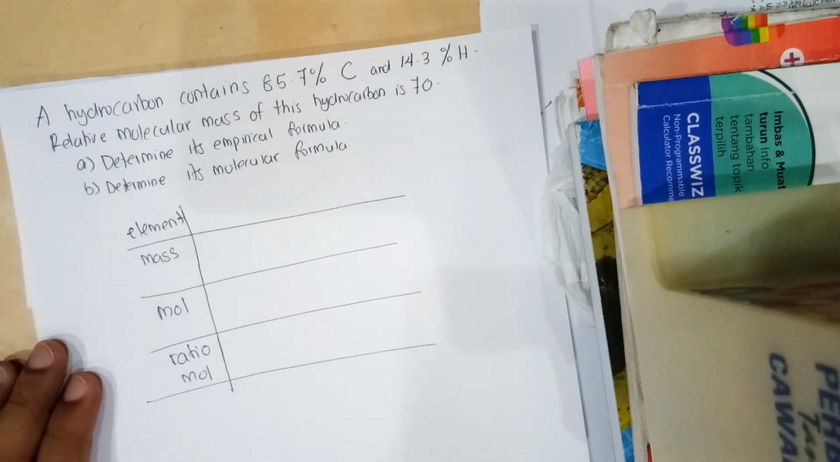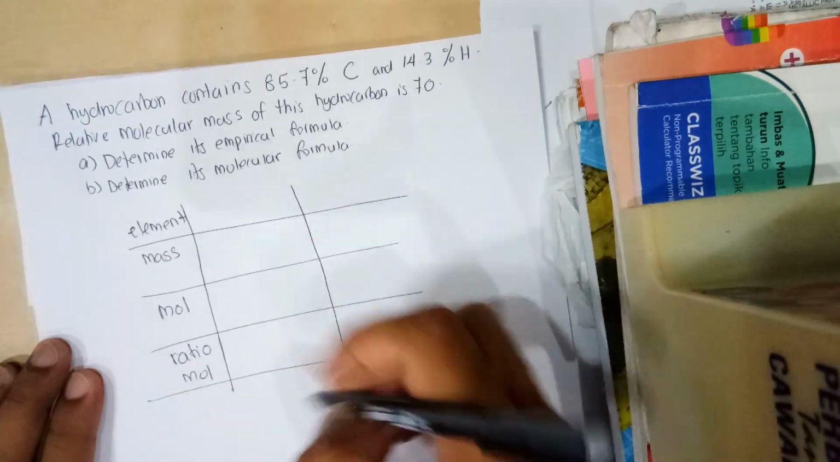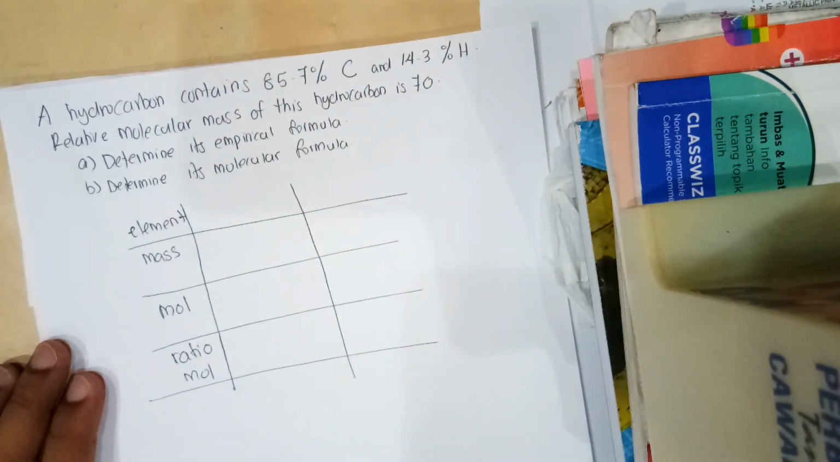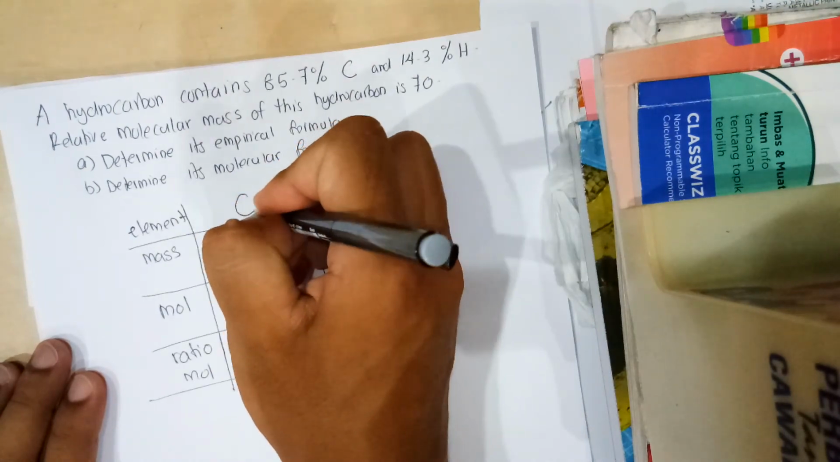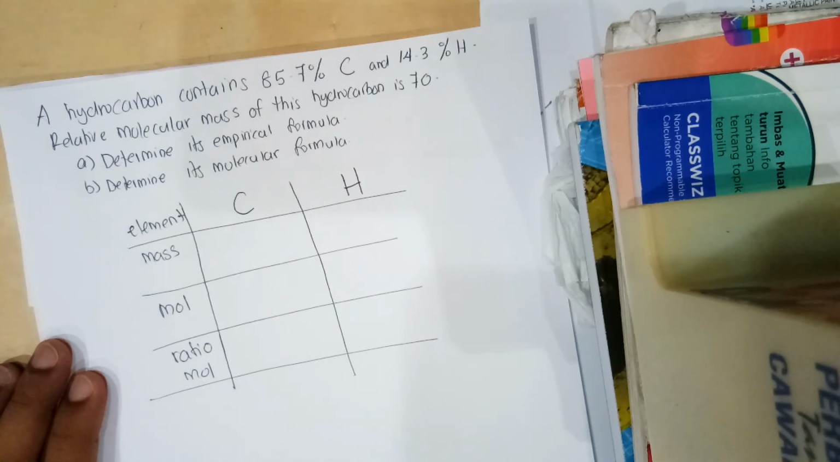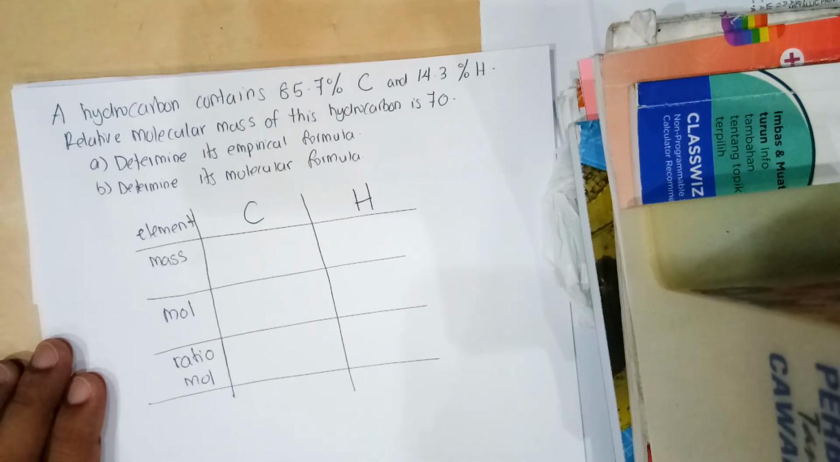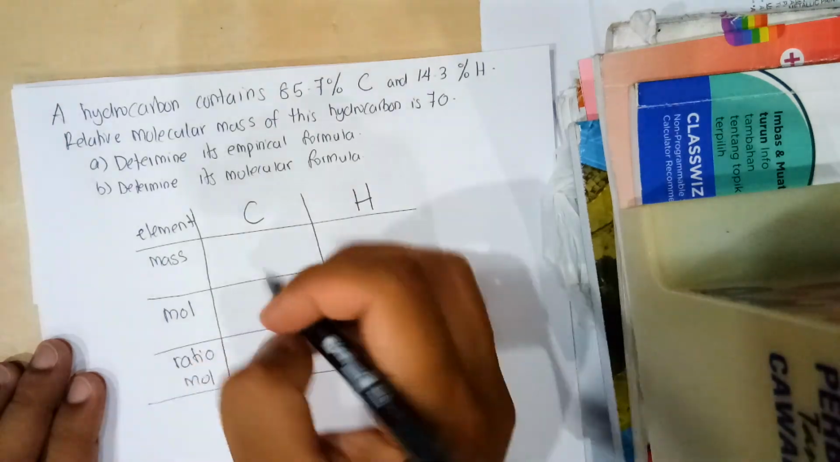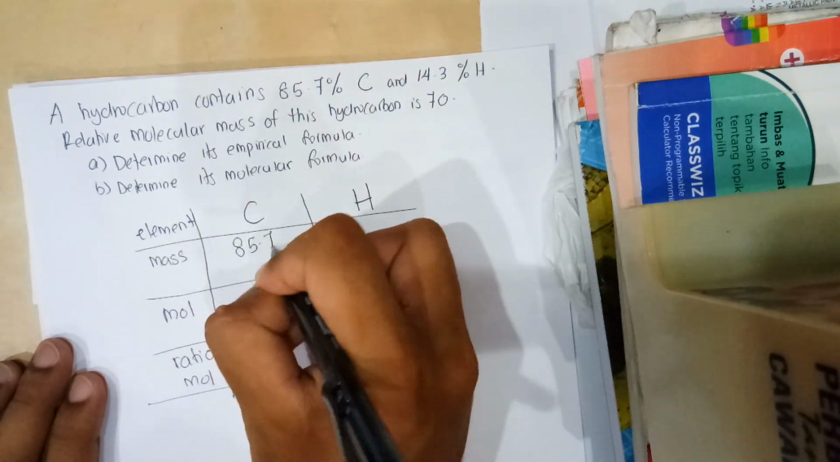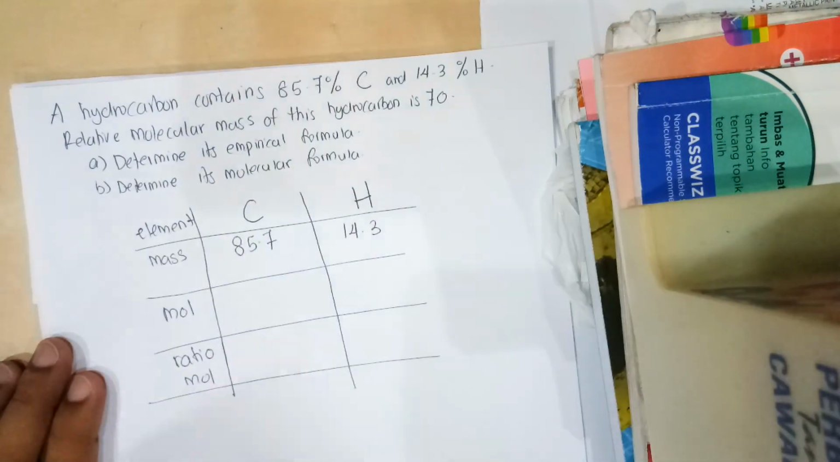How many columns you put depends on the question. Here you have only 2 elements, so you should add only 2 more columns. The first element from the question is carbon, and then you have hydrogen. What is the mass of carbon? In this question, they didn't mention mass. They give you the percentage, but as you learned just now, you can take the percentage as your mass. So it will be 85.7, and hydrogen will be 14.3.